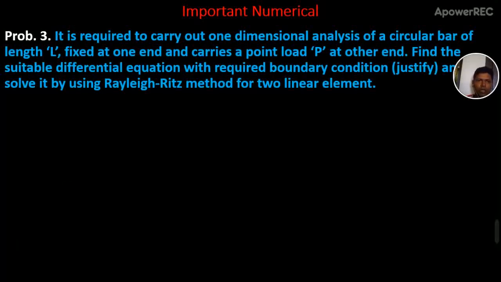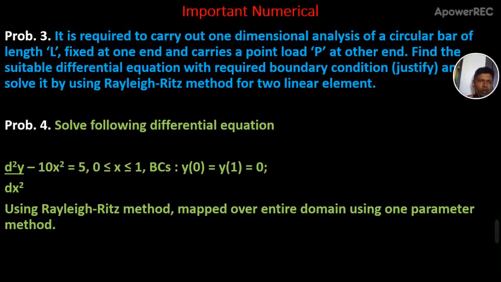Then problem number 3, it is required to carry out one-dimensional analysis of a circular bar of length L fixed at one end and carries a point load P at another end. Find the suitable differential equation with the required boundary condition, justify and solve it using Rayleigh-Ritz method of two linear elements. And problem number 4, solve following differential equation. The differential equation is given, boundary condition is given. You have to use Rayleigh-Ritz method mapped over entire domain using one parameter method.